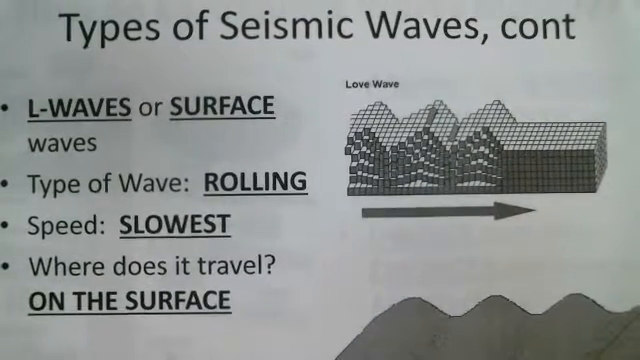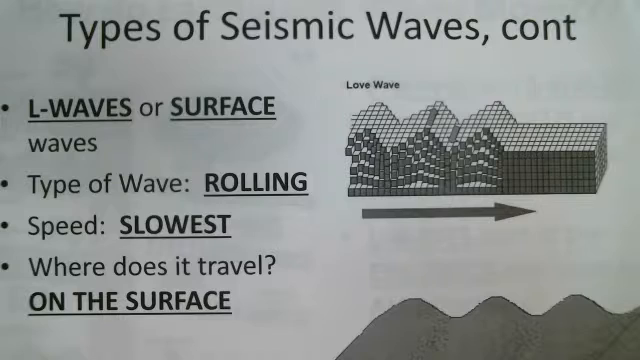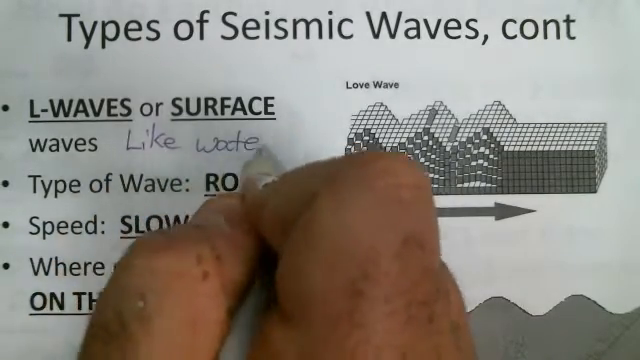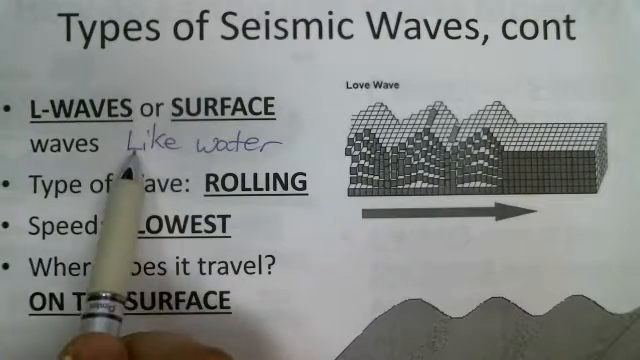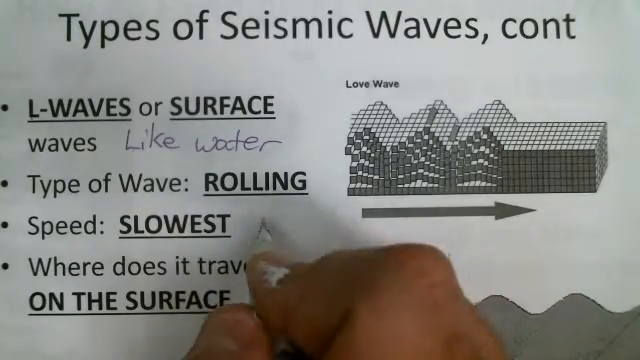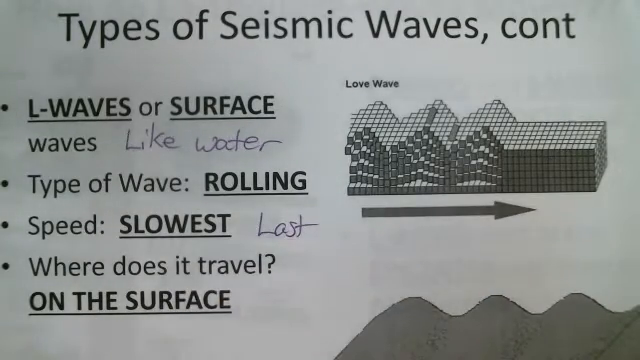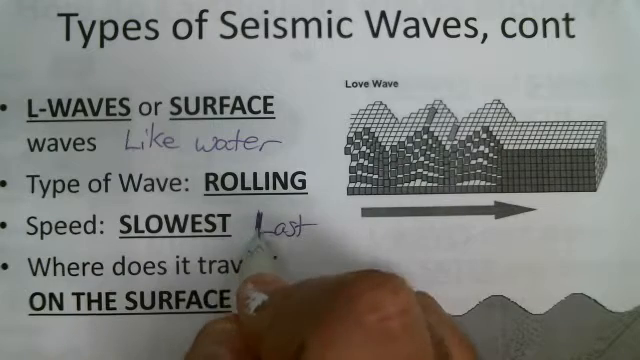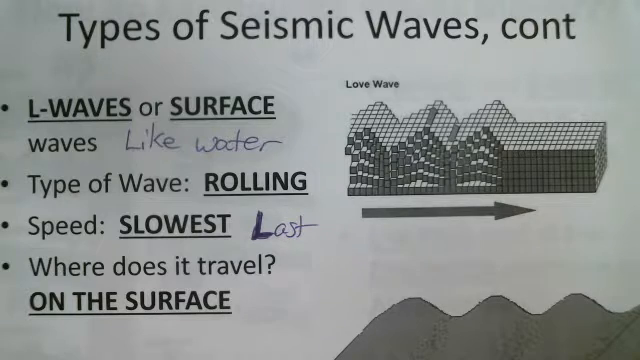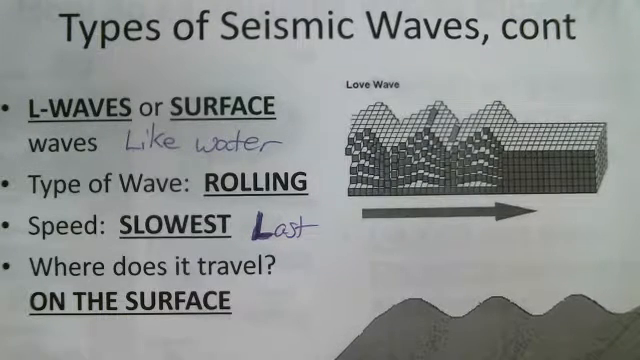The last kind of seismic wave that we're going to be looking at is an L wave, or a surface wave. An L wave is like a water wave. So you can think of the L as like water, or you can think of it as being the slowest, and so it is the last of the waves that we're studying, the last one to hit us. There are other kinds of waves, but this is the last one that we're going to be looking at. And this one travels mainly at the surface, and it causes lots of damage.